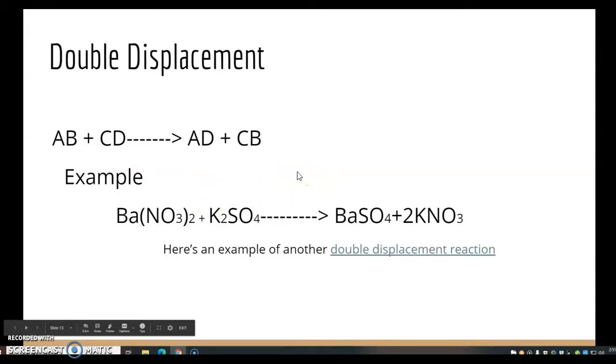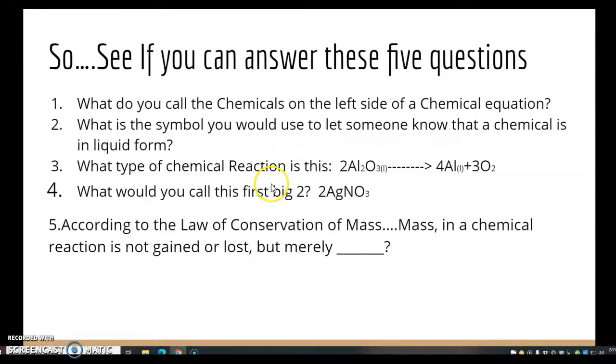So there we go. That's your introduction to chemistry, and here's some questions. Let's see if you can answer them, okay? Number one, these are kind of questions you'll see on our next test. What do you call the chemicals on the left side of a chemical reaction, chemical equation? Number two, what is the symbol that you would use to let someone know that a chemical is in liquid form?